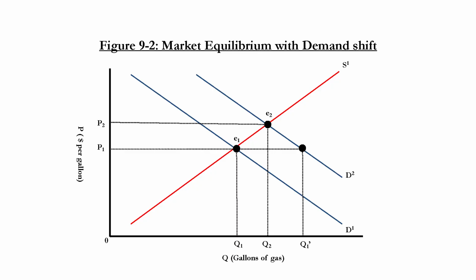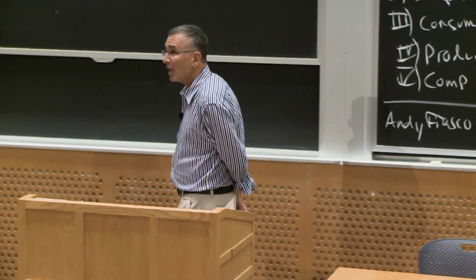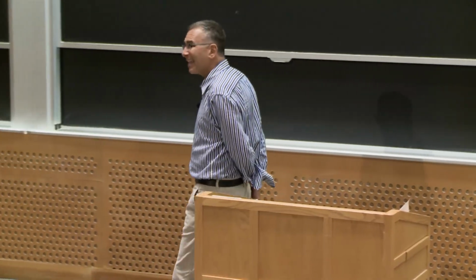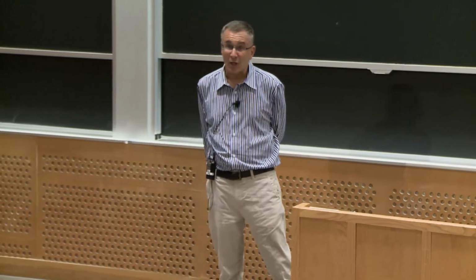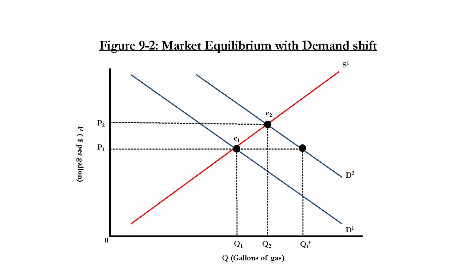Suppliers, seeing the excess demand, say, hey, I can raise prices. Consumers suddenly want more gas. As prices rise, consumers want a little less gas because the demand curve is, after all, downward sloping. And that continues until you reach point little e2.